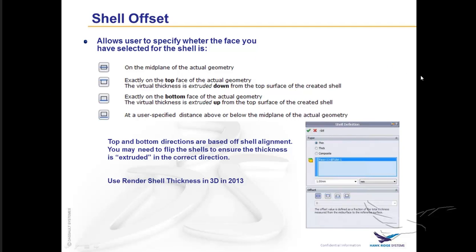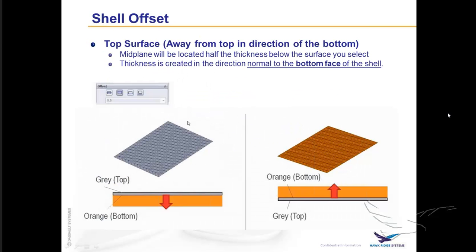has always been sort of difficult to verify. We've really had to rely on our expertise and past experience to go by how this offset works. But the way that this top surface, bottom surface option works is it's highly dependent on the shell alignment of the actual mesh. And now in 2013, we can use Render 3D to help us with that.